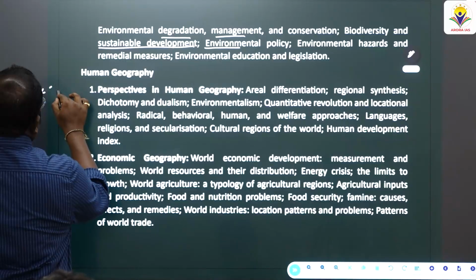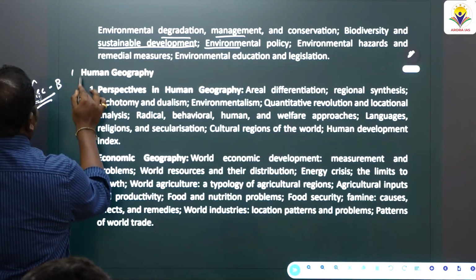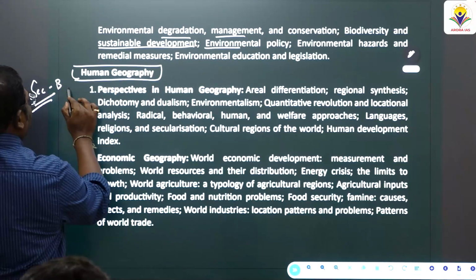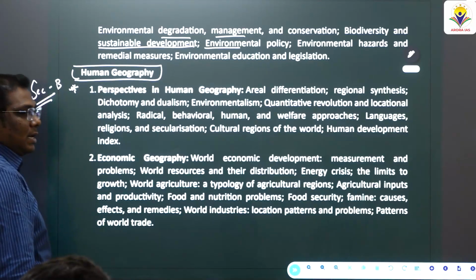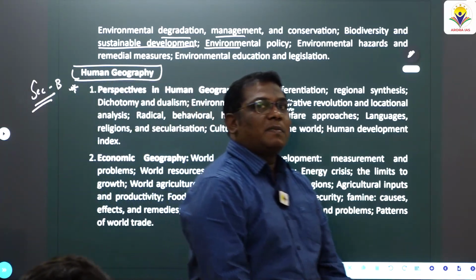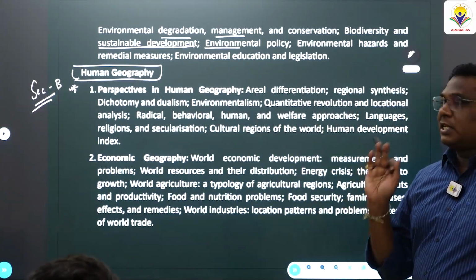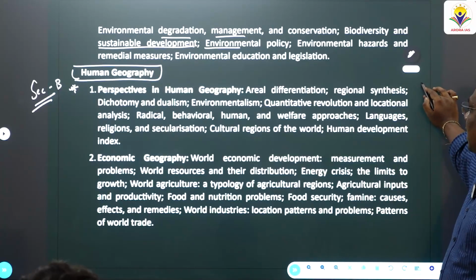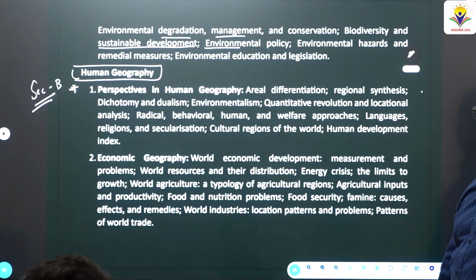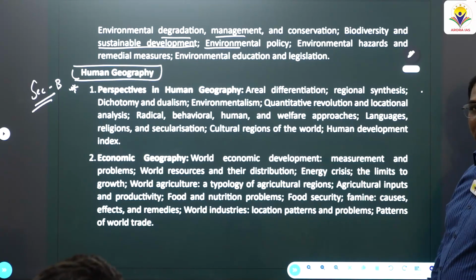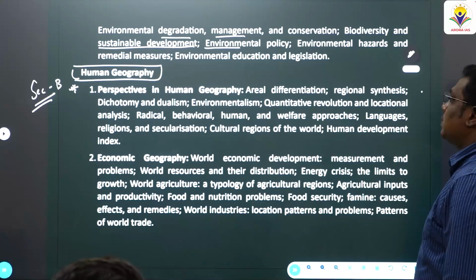Then, section B. In the earlier times, there was no geography called human geography. Earlier, geography meant only geomorphology or physical geography. Geography was divided into human geography in the mid 16th or 17th century. Based on those human geography thoughts, we will see that.